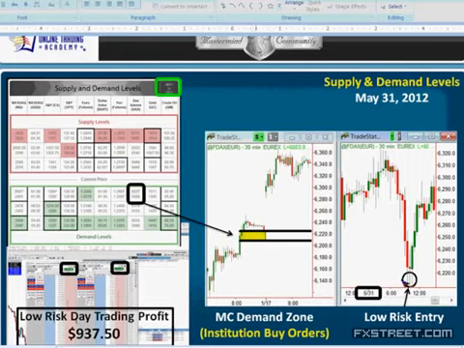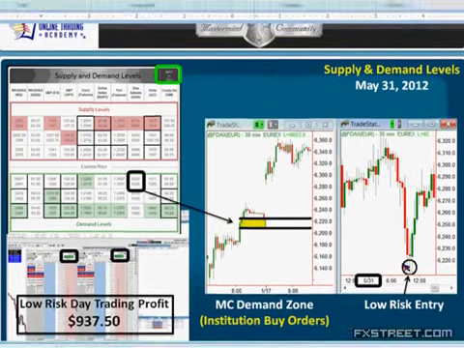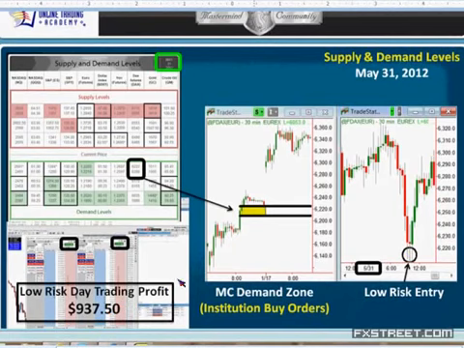This is the demand level I found here. Here we bought, and for a very short-term trade, made a little over $900 pretty quick. But take a look. Look at where the level is drawn. Now, even though this isn't a currency chart, it's exactly what we want to do in the currencies too. This will be a big edge for you.